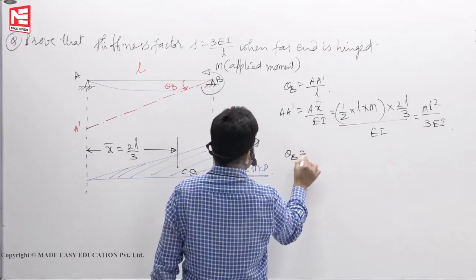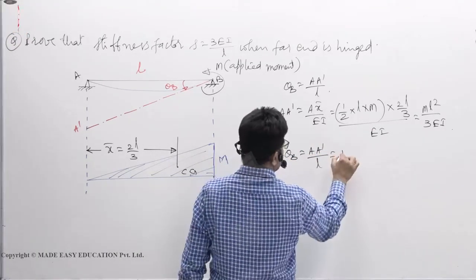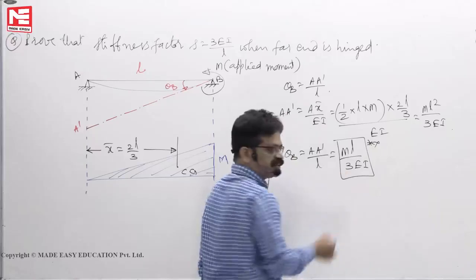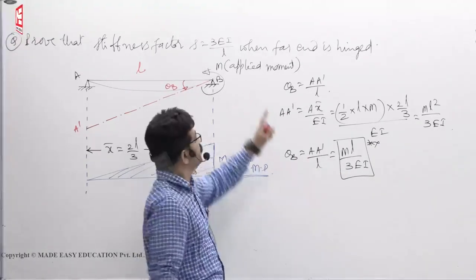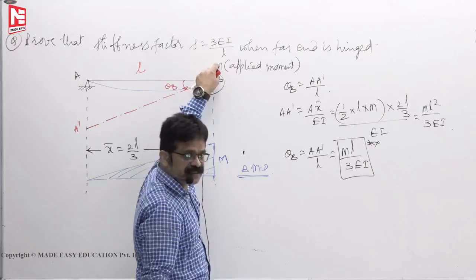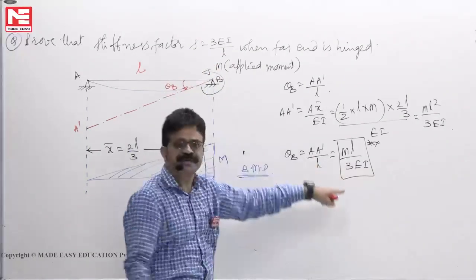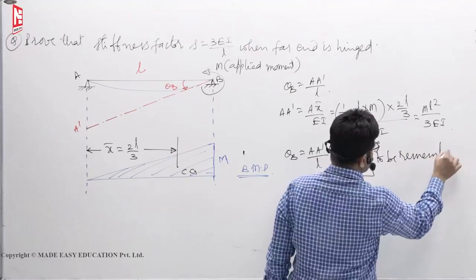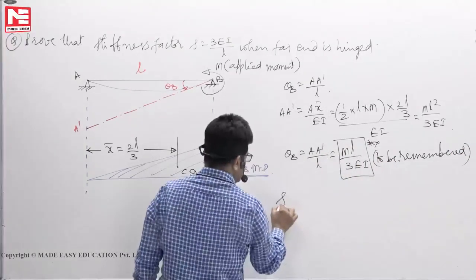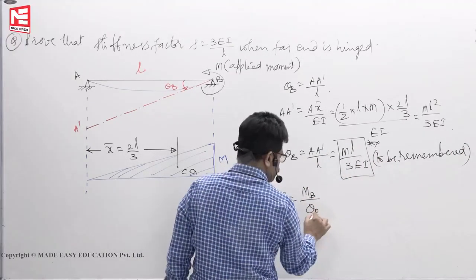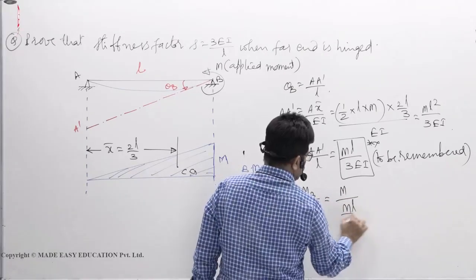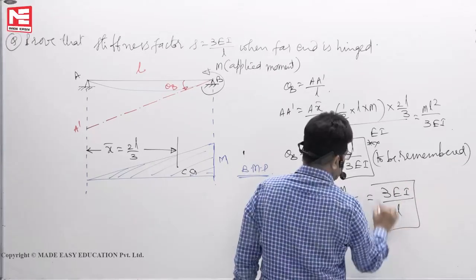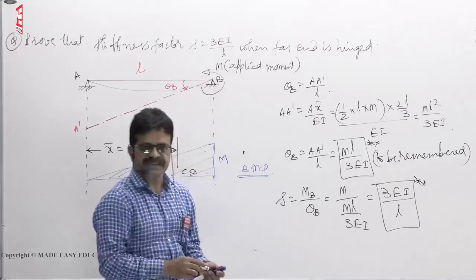Now theta B is equal to A dash by L. So ml square by 3EI, now it will become ml by 3EI. These results are derived in strength of materials. Wherever you apply moment M, at that point in a simply supported beam, slope is ml by 3EI. That's what you have studied. This is to be remembered. Then stiffness factor S is moment at B by theta at B only. So M by ml by 3EI, you will get 3EI by L. That 3EI by L comes like this.